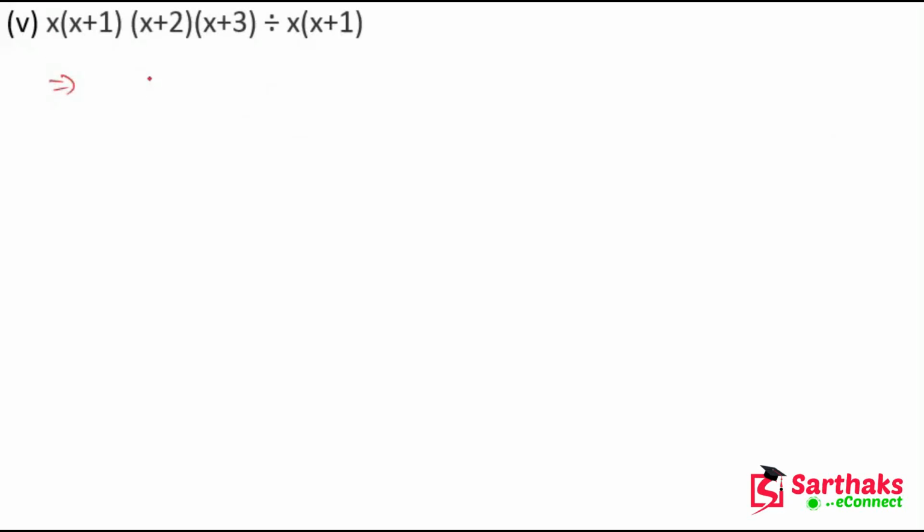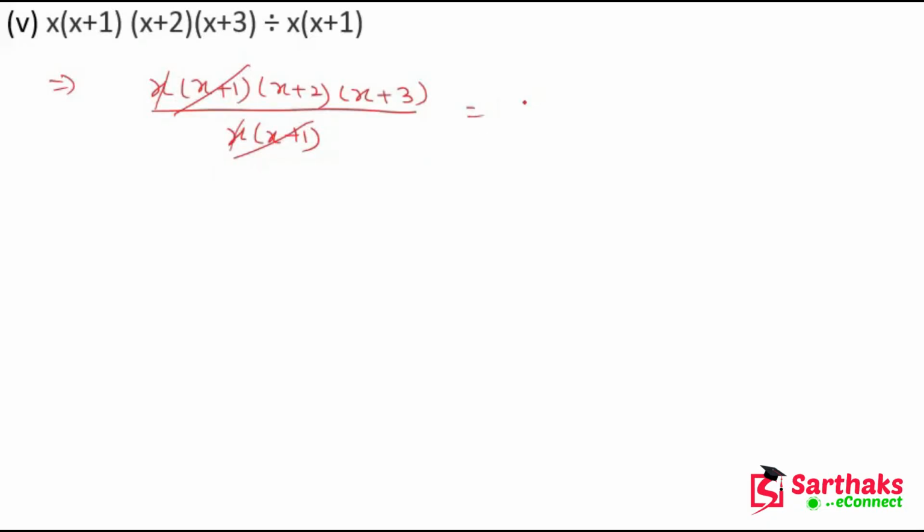Now here next we have x into x plus 1, x plus 2, x plus 3, and it is divided by, in the denominator is x into x plus 1. Now you can see this x will be cancelled. This x plus 1 will be cancelled. So here we get x plus 2 and x plus 3. Okay, so this is the answer of this question.